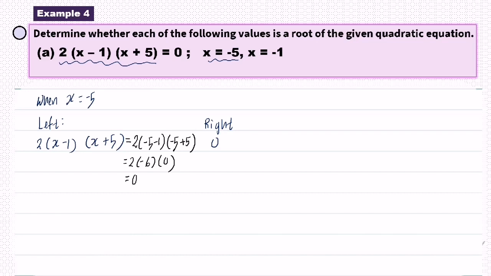Now you compare the left and right. Same or not? Yes, same. So what is your conclusion? The conclusion is x equals negative 5 is a root of 2(x minus 1)(x plus 5) equals 0.